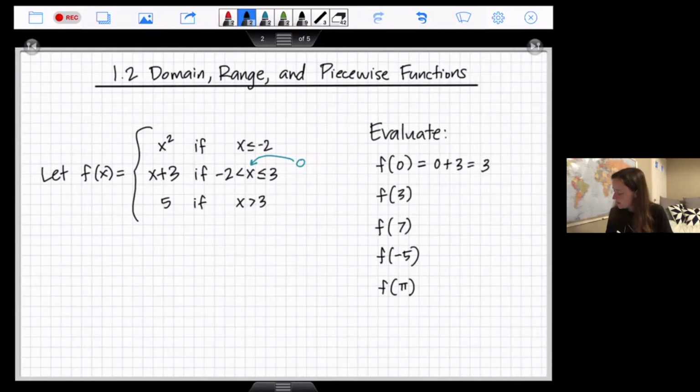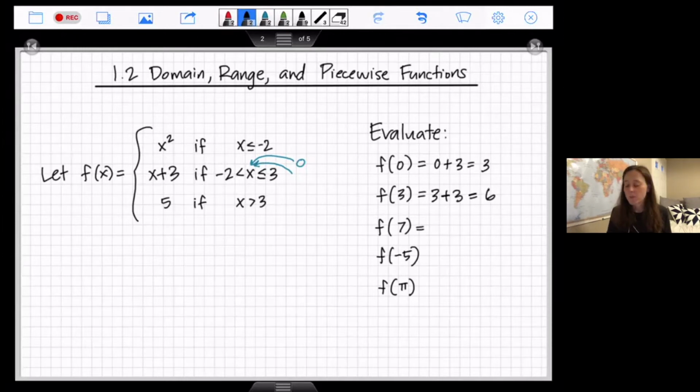f of 3, let's see, 3 also follows the same rule as 0, because that's where the or equal to 3 part comes. Right, on the bottom it says x greater than 3, not equal to. So 3 is going to get the same formula, x plus 3, 3 plus 3, which is 6. All right, f of 7, now x is 7.